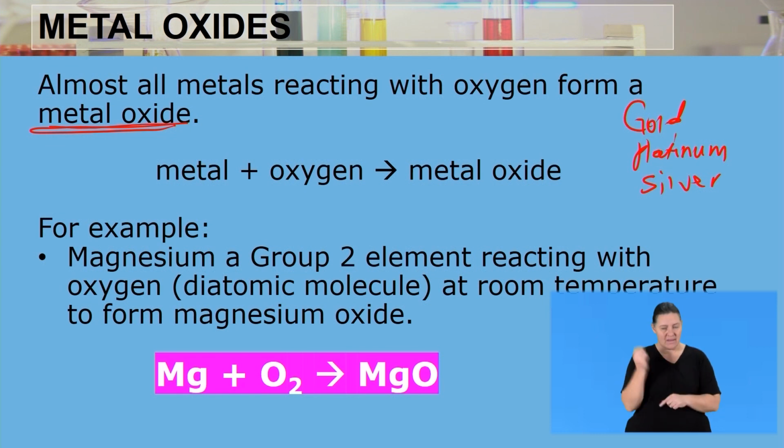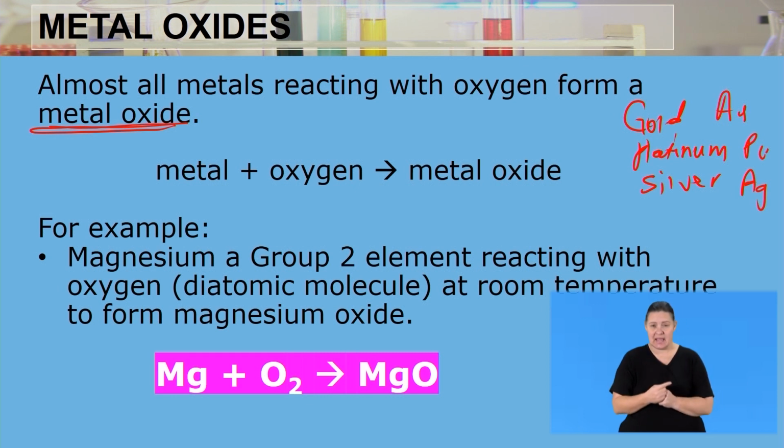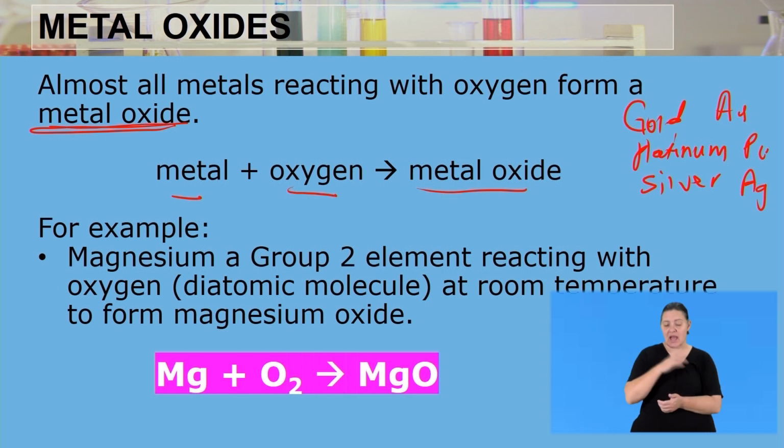Remember, we can find these elements in our periodic table. The chemical symbol for gold is Au. For platinum, it is Pt. And for silver, it is Ag. Remember, the first letter is always capitalized. To continue, when metals react with oxygen, they form metal oxide. So a general equation for that statement would be: metal plus oxygen forms a metal oxide. Remember that oxygen is always a diatomic molecule if it exists on its own. So in nature, oxygen is always a diatomic molecule.